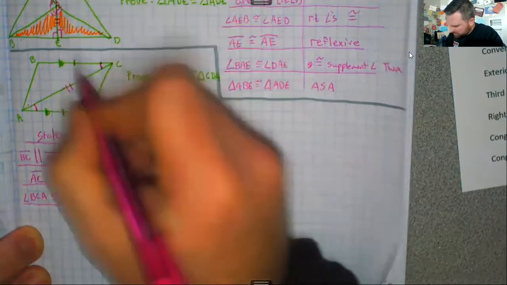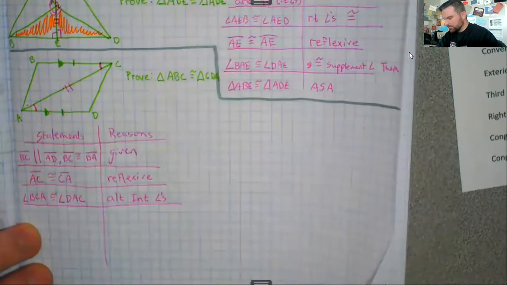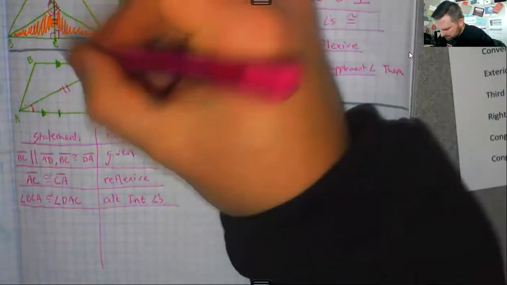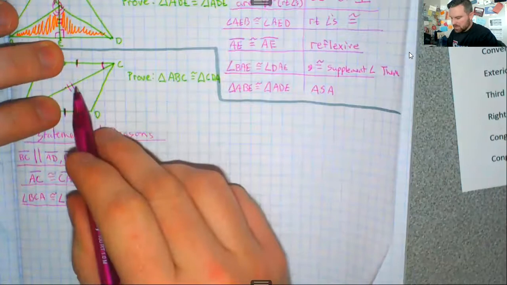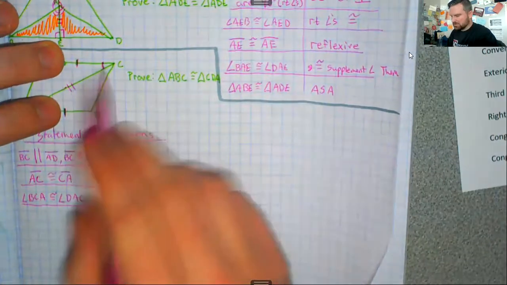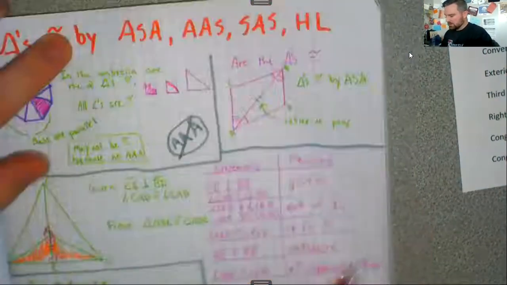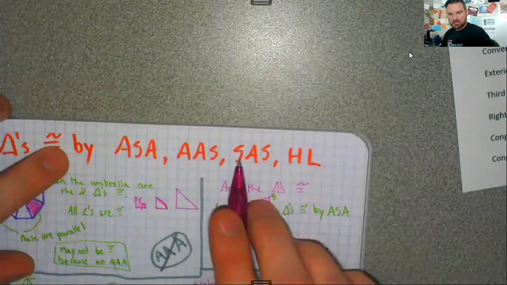Okay, so I've labeled them there. So now I have a side that is congruent, that side and this side. Side, an angle, and a side. And notice the angle is in between the two sides. So that would be side, angle, side, which can prove that triangles are congruent.